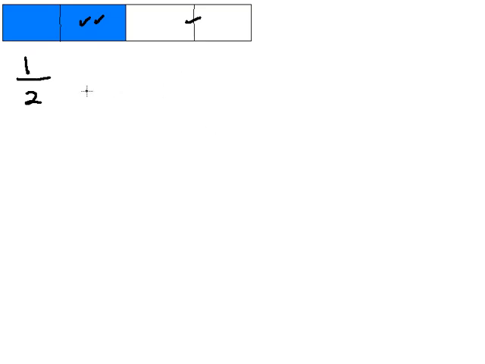Here's how I want you to show an equivalent fraction. You multiply both the top and the bottom, both the numerator and the denominator, by the same number. Get used to this idea, that you make equivalent fractions by multiplying both the top and the bottom by the same number. Some people write this.